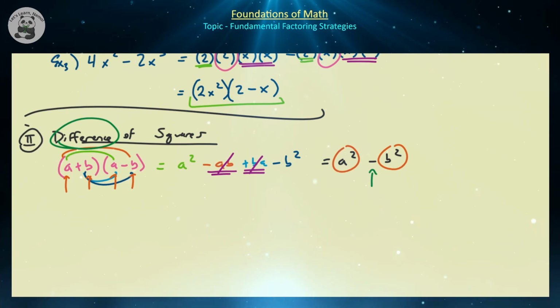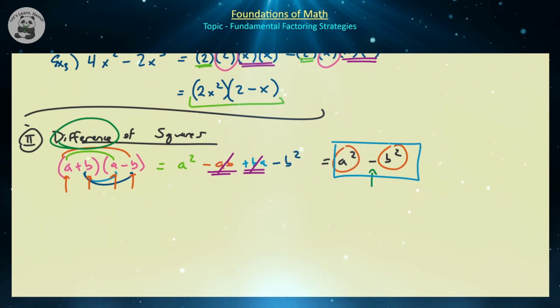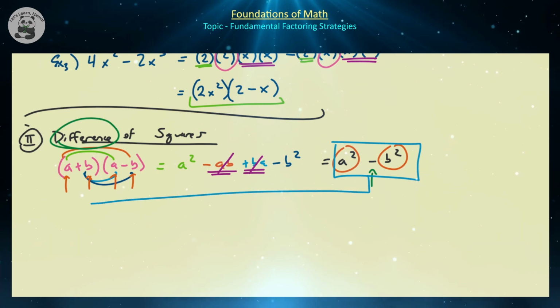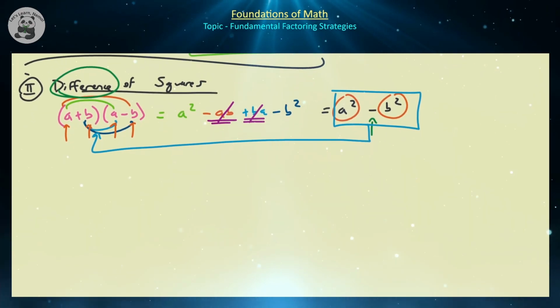So if you see an expression that is just something squared minus something else squared, you can directly represent it as that something plus something else times something minus something else. So let us look at a couple examples just to illustrate the difference of squares method.